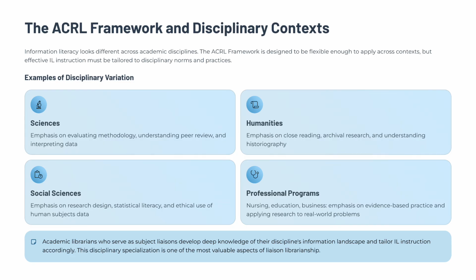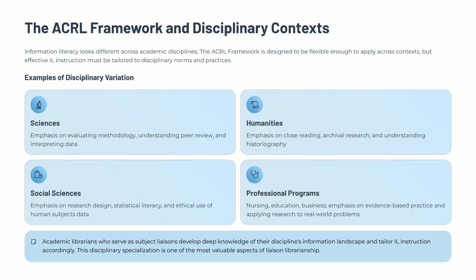Here's something that's easy to overlook. Information literacy looks different depending on what discipline you're in. The ACRL framework is designed to be flexible enough to work across contexts, but effective IL instruction must be tailored to the disciplinary norms and practices of the students you're working with. In the sciences, the emphasis is on evaluating methodology, understanding peer review, and interpreting data. A biology student needs to be able to read a methods section and assess whether a study was well designed.